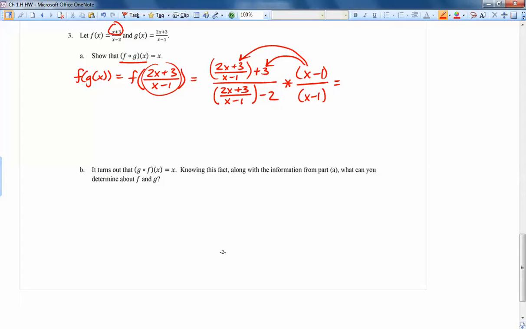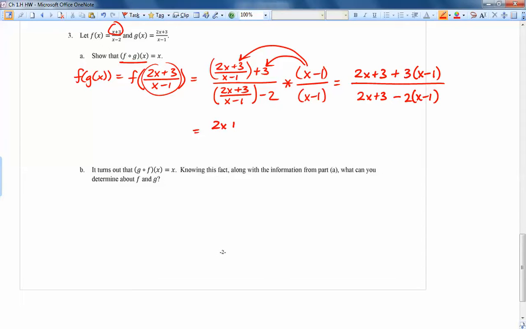And then I don't have to deal with the fractions anymore because they'll cancel in the first term. So the first term is going to turn into just 2x plus 3. And then the second term will turn into 3 parentheses x minus 1. And then on the bottom, same sort of thing will happen. I get 2x plus 3 minus 2 parentheses x minus 1. So I think this is a little easier to deal with.